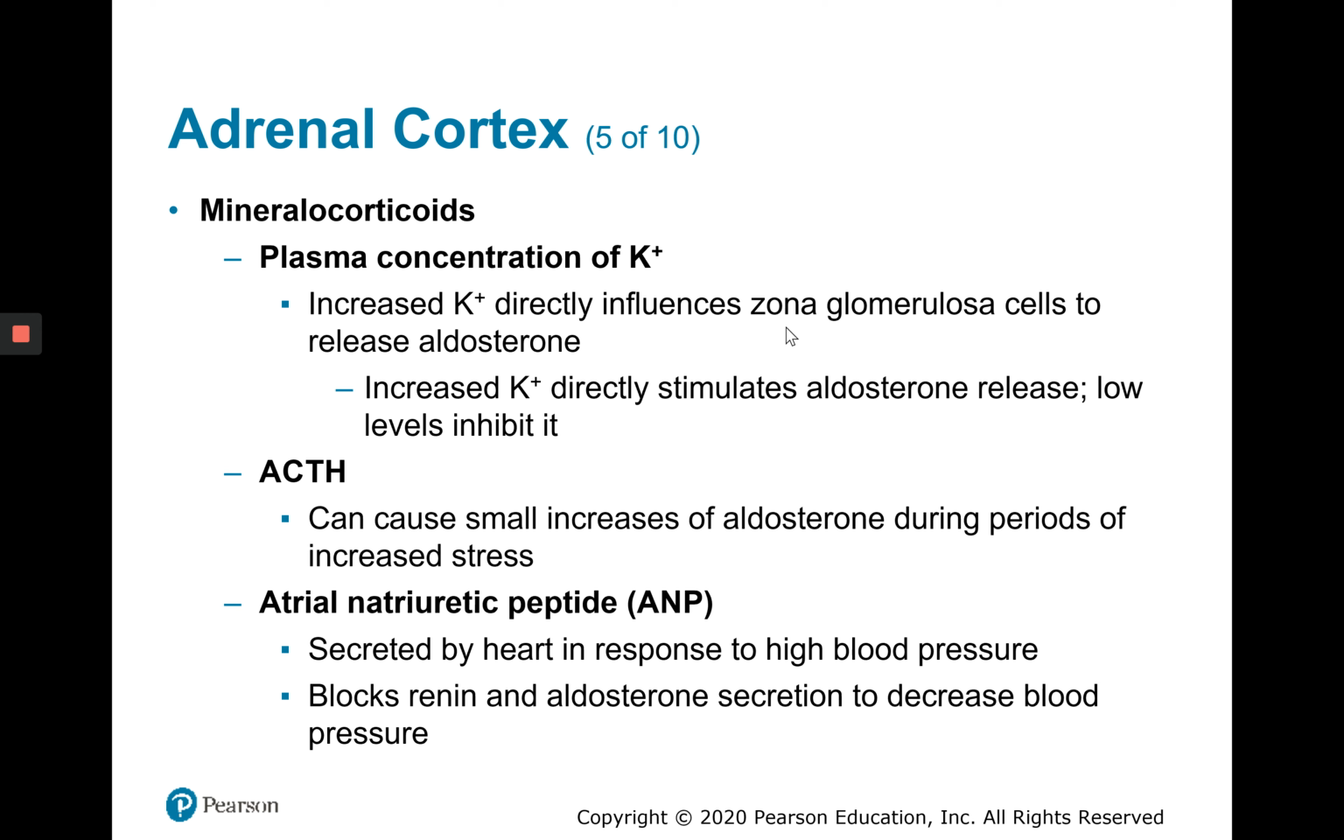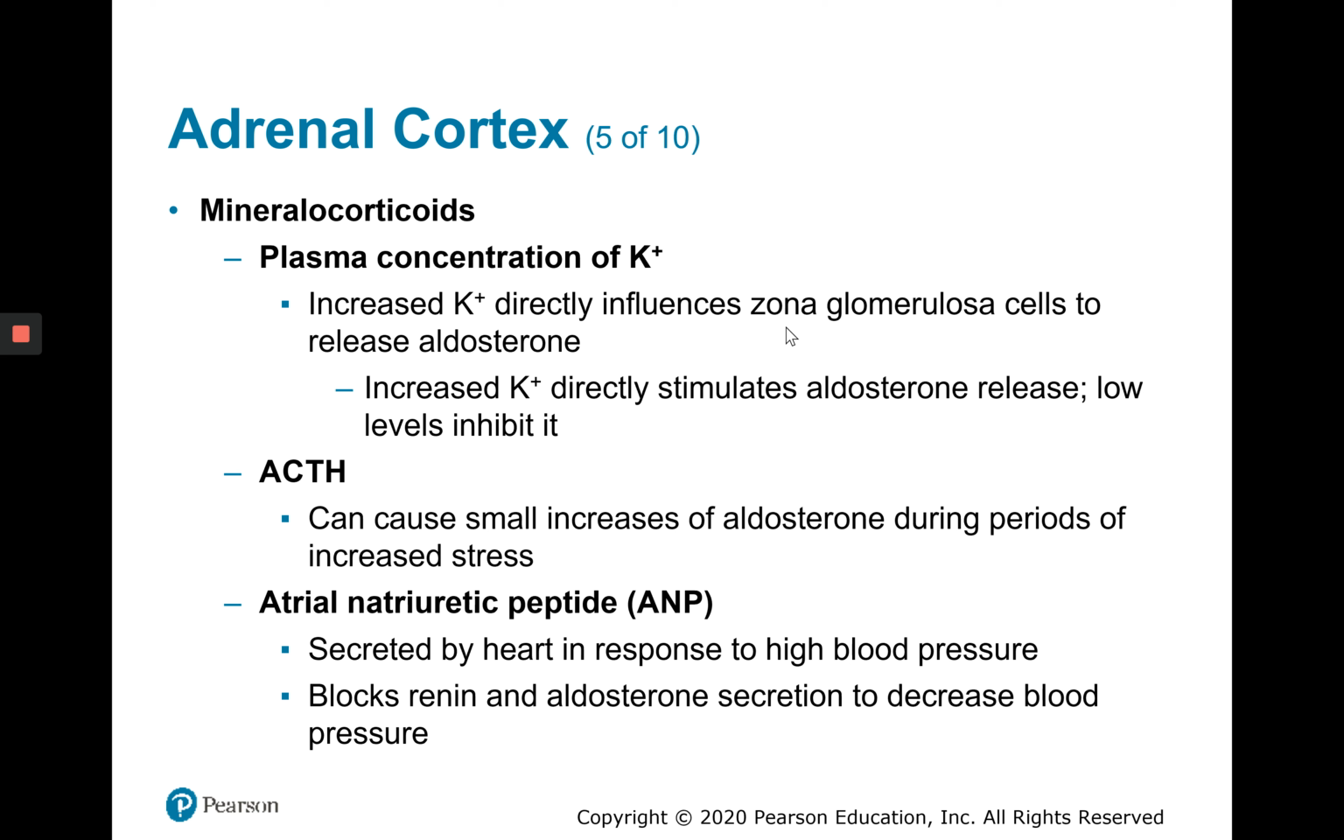We also know that adrenocorticotropic hormone, to a small amount, can cause aldosterone release, mostly when you're under stress, and that atrial natriuretic peptide is an antagonist, part of an antagonistic pair with aldosterone, meaning that atrial natriuretic peptide does the opposite of aldosterone. So atrial natriuretic peptide, abbreviated ANP, is secreted by the heart in response to high blood pressure. While aldosterone can increase blood pressure and blood volume, ANP, being produced in response to high blood pressure, is going to act to decrease that high blood pressure, so bring it down.